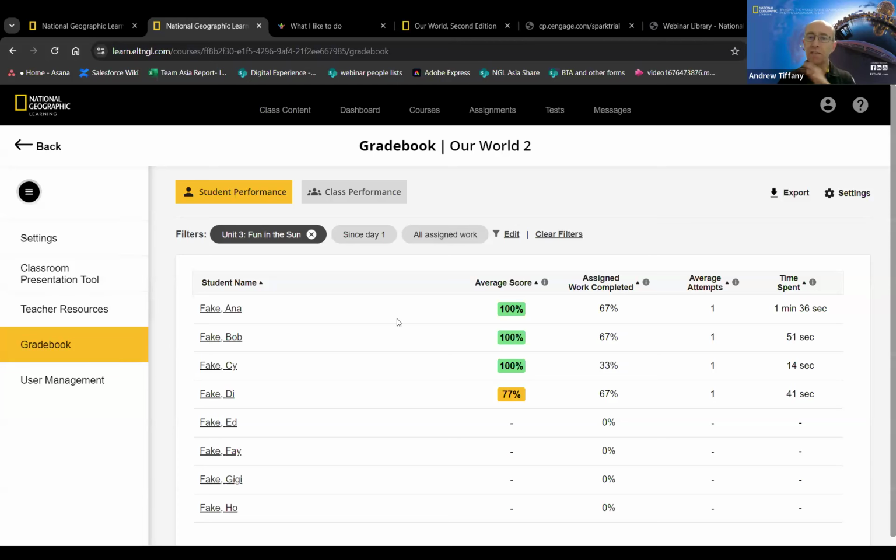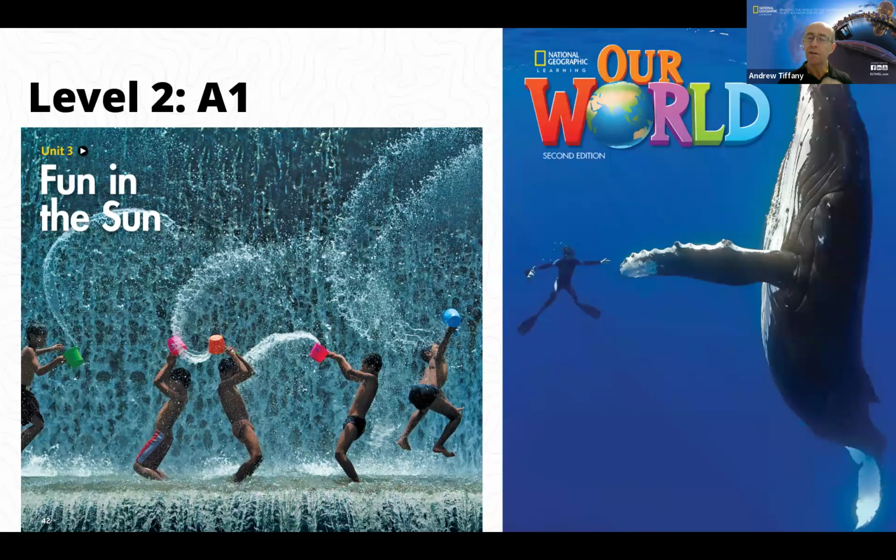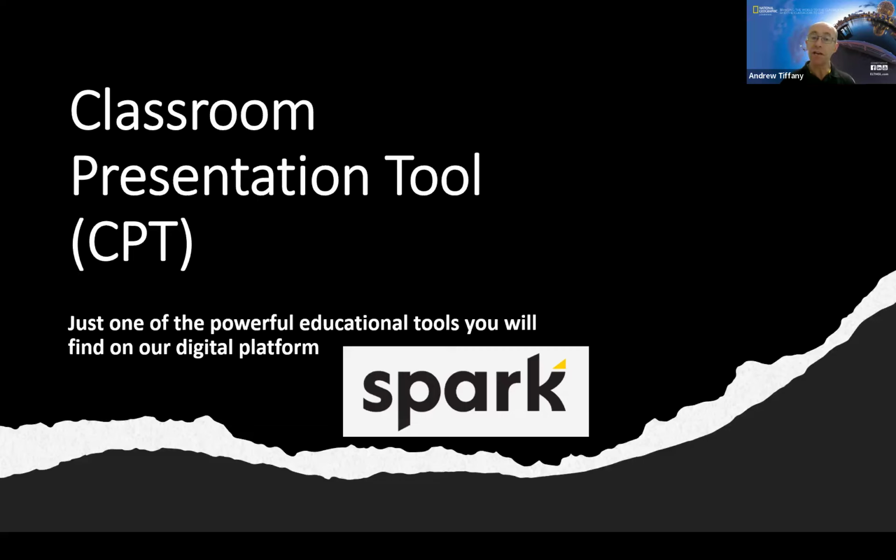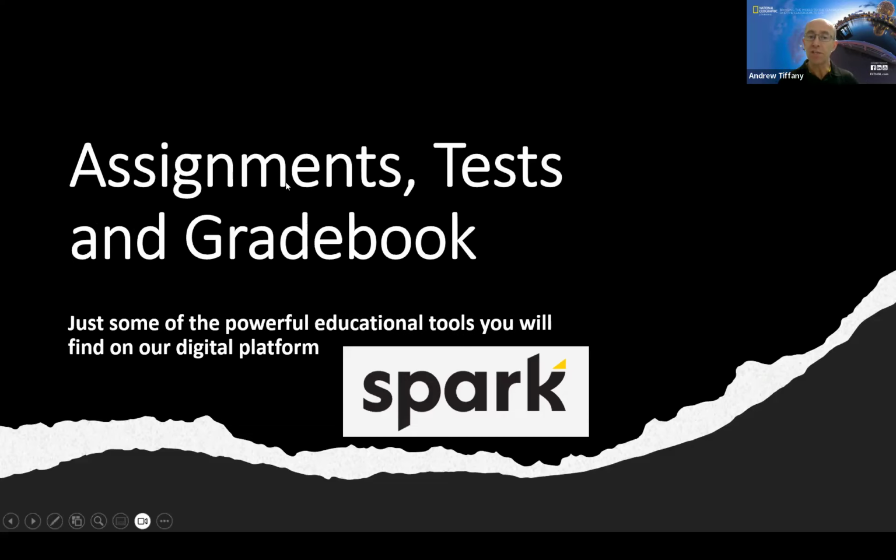Okay, so all of these things I've shown you are part of the Our World program. You've got the classroom presentation tool. So when I was doing most of the lesson, that was the videos and the audio files and the pictures and everything, that's all in this classroom presentation tool. Okay, good. There's also the assignments, the tests, and the gradebook. They're all there as well. I just showed you those really quickly.